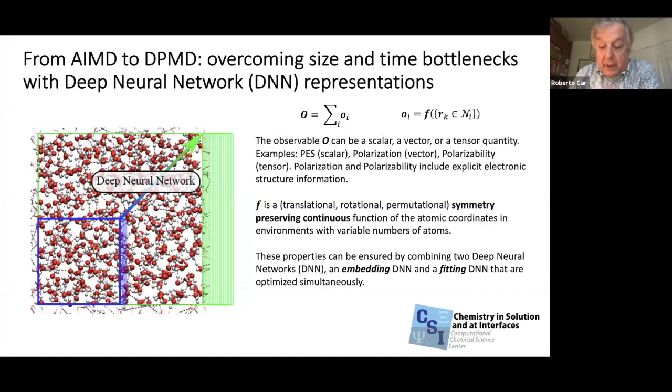This property can be ensured by using a technique in which we combine two deep neural networks: an embedding neural network that essentially gives a representation that is invariant with respect to all the symmetries that I mentioned before, and that contains the descriptor of the atomic environment, and the fitting neural network that gives in output this function f, where f can be a scalar, a vector, or a tensorial quantity. And these two neural networks are optimized simultaneously.